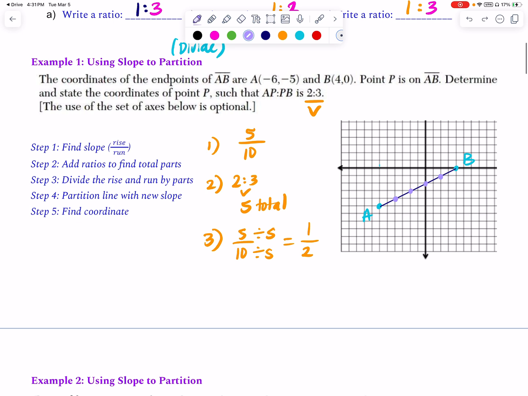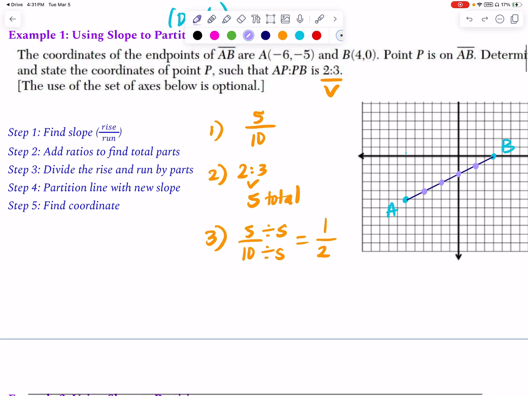And now, since we need the ratio 2 to 3, we're going to go, there's 1, 2, and then 1, 2, 3 parts. So P needs to be right here. And that coordinate point is -2, -3.